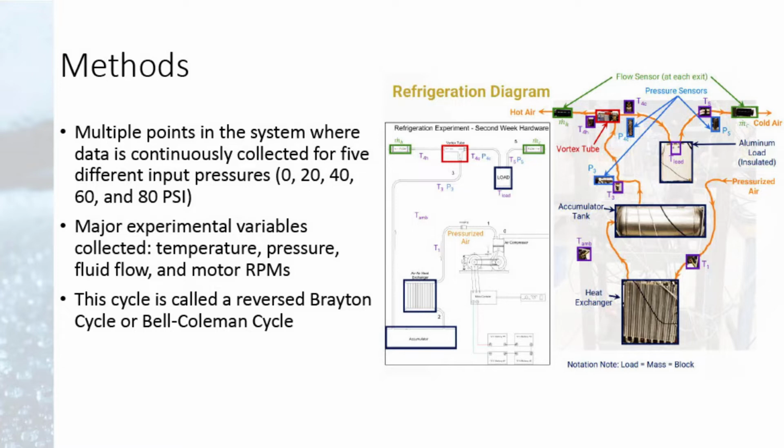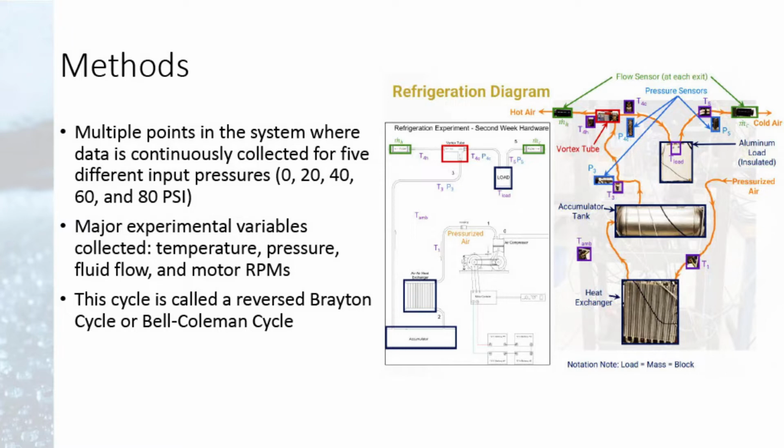The major experimental variables collected for this experiment were temperature, pressure, and fluid flow. In Week 2, motor RPMs will be used to collect the data. These variables were acquired by running pressurized air through the system until it reached steady state and then starting data collection. The shown cycle is called a reverse Brayton cycle or Bell-Coleman cycle.